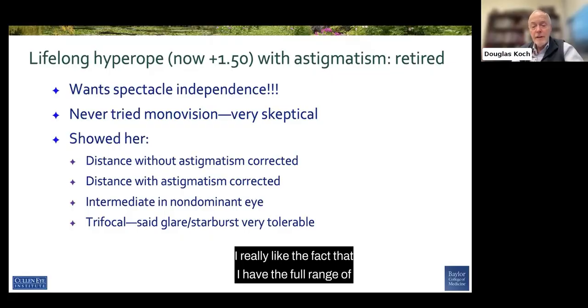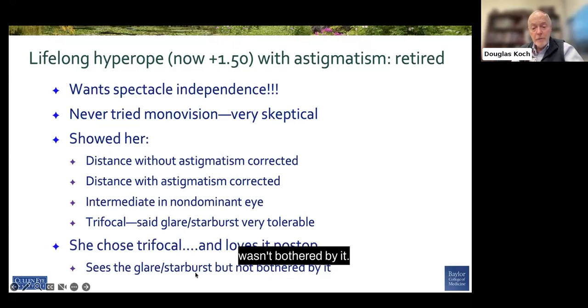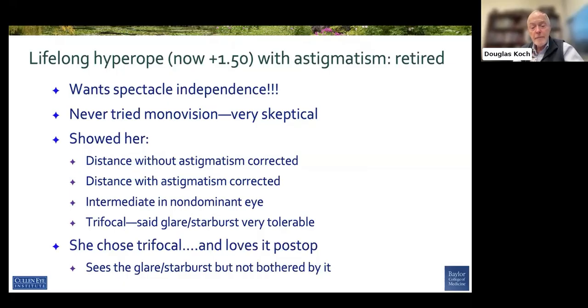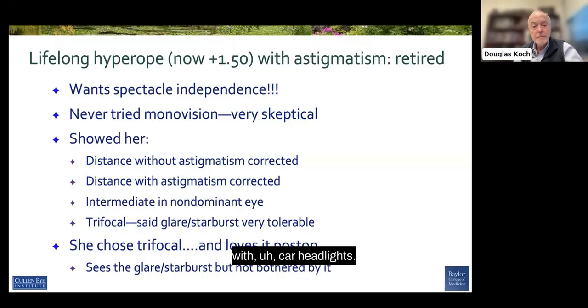I really like the fact that I have the full range of vision. She chose the trifocal and she loves it. She sees the glare and starburst, but she wasn't bothered by it. So she felt very comfortable that what I showed her reflected what she was seeing in her daily experience with her trifocal. And the way to do that with virtual lens, primarily, especially for the patients, is to show them a nighttime scene with street lights and with car headlights.